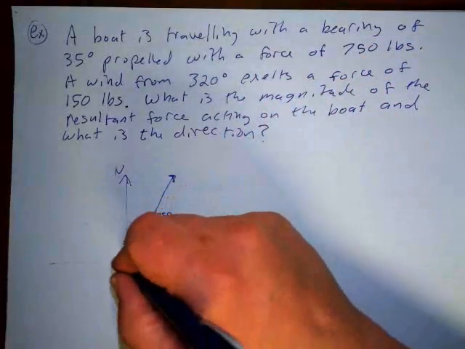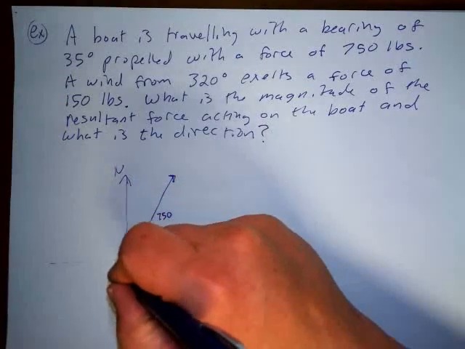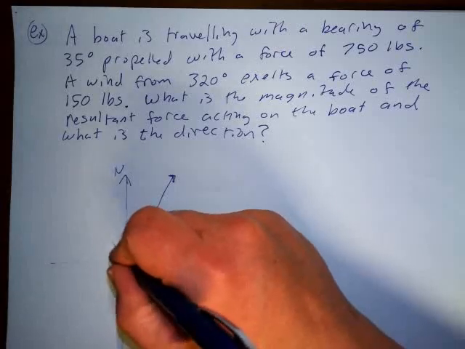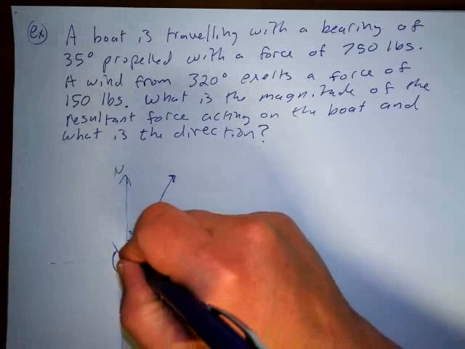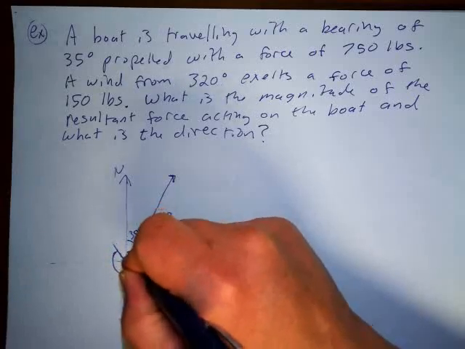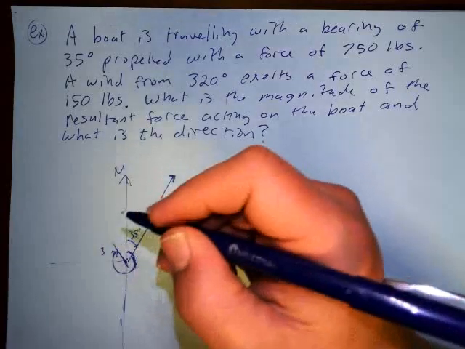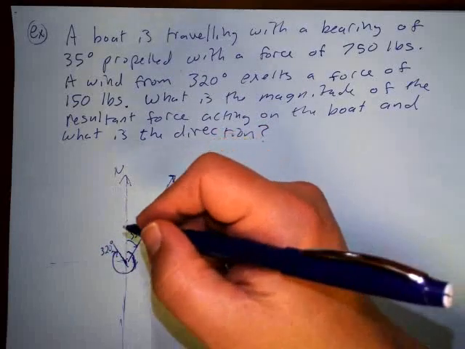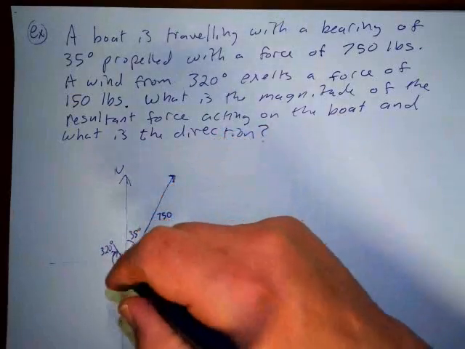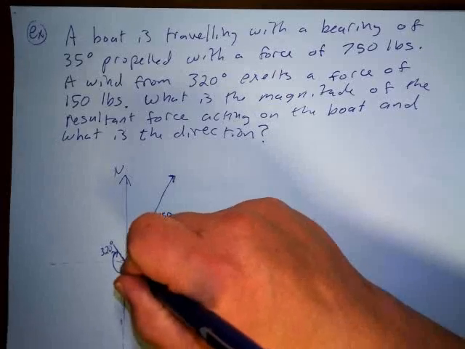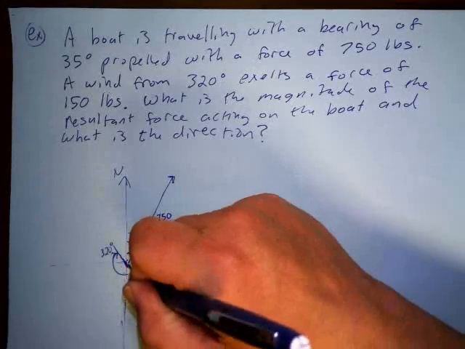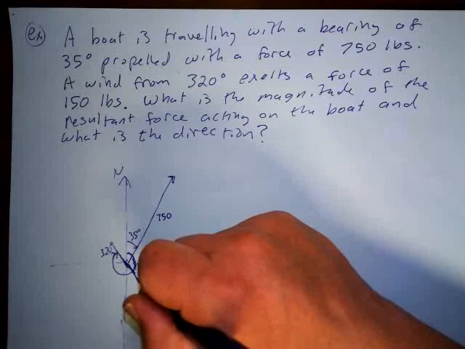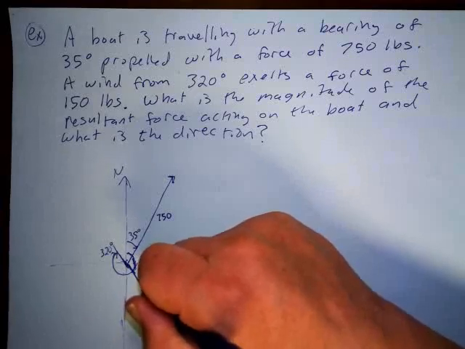So 320 degrees would come around here. Here's 270, so it'd be 50 more degrees. So something like this would be your 320 degrees. But the force that the wind is exerting is actually coming this way, because the wind is coming from that direction. And this is going to be 150 pounds.